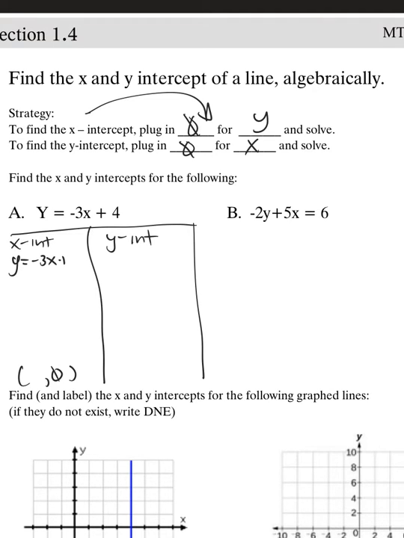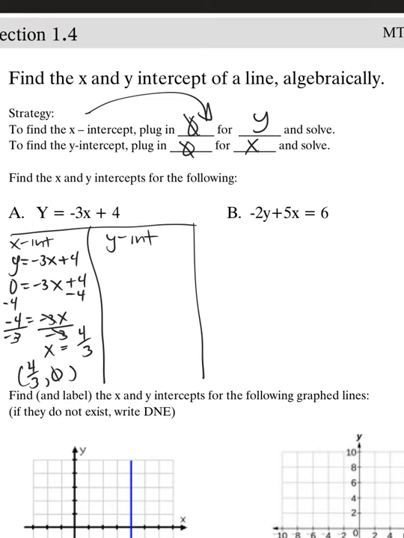So here's my linear equation. Here is 0 plugged in for y. I'm going to go ahead and subtract 4 from both sides. So now I have -4 equals -3x. And then I'm going to divide both sides by -3. That will give me an x value of 4 over 3, because a negative over a negative is positive. 4 over 3 goes in that spot.